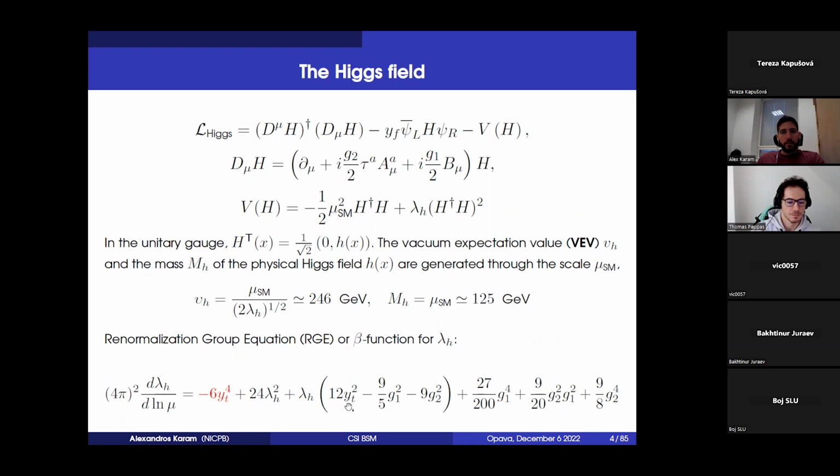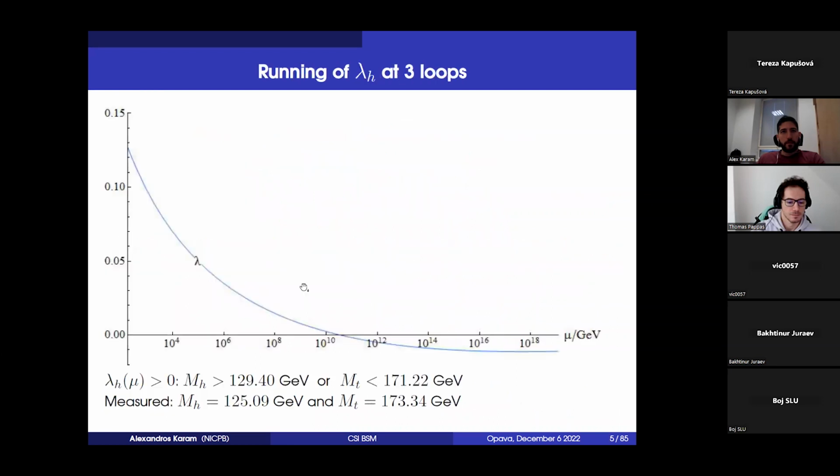Now, what's interesting is that because of the high mass of the top quark, its Yukawa coupling is large. And since it enters with a negative sign here, it forces lambda to become negative at high energies. So this is the running of the quartic coupling at 3 loops. And as you can see, around 10 to the 11 GeV, it becomes negative for the measured values of the Higgs mass and the top quark mass, which are these.